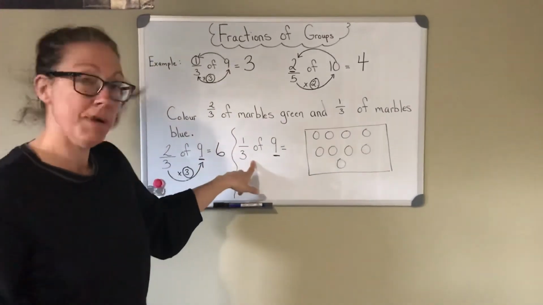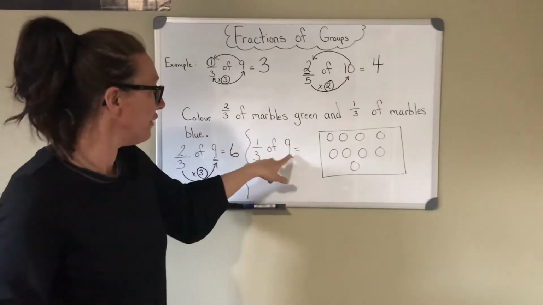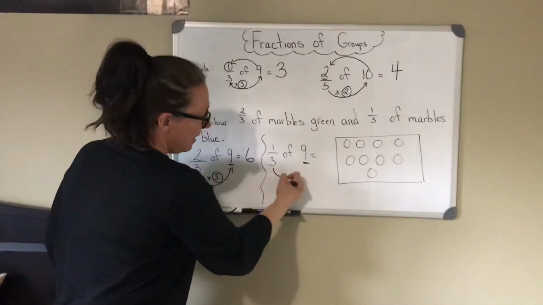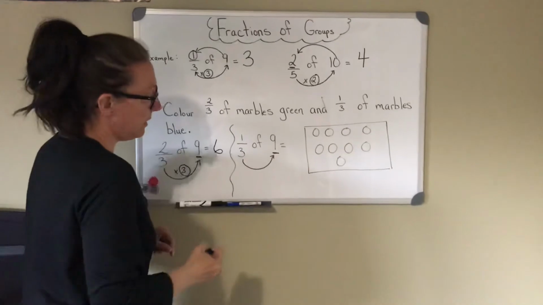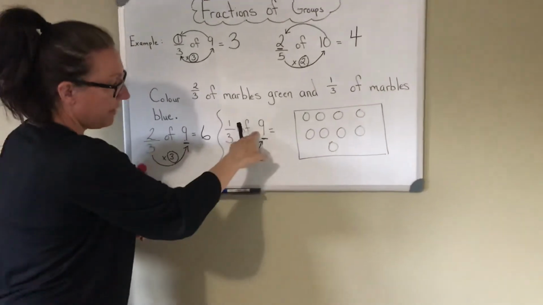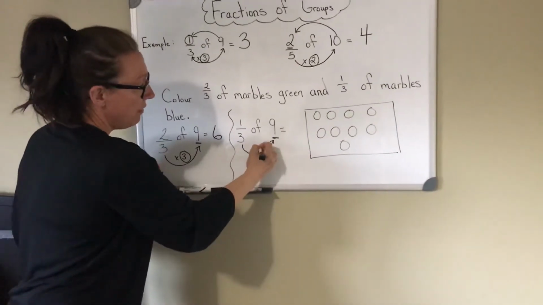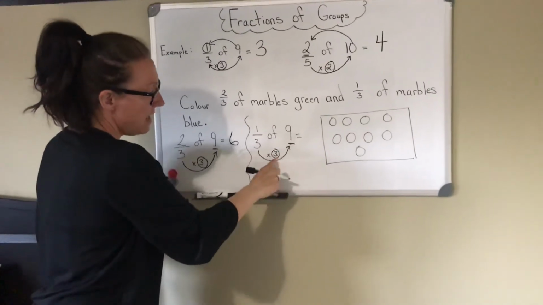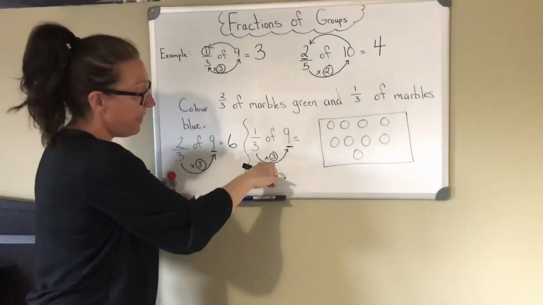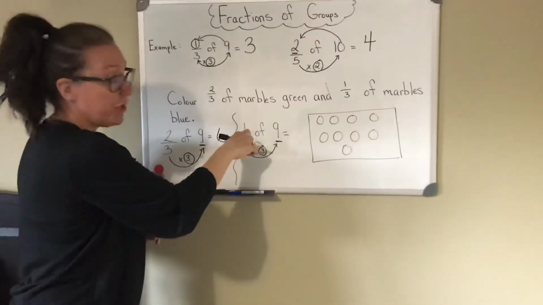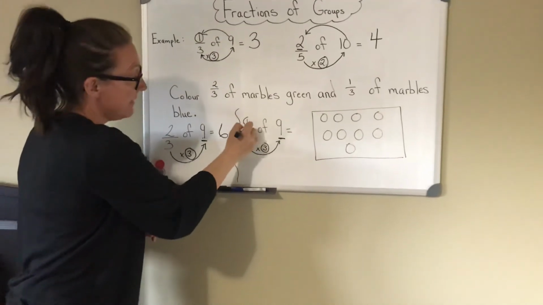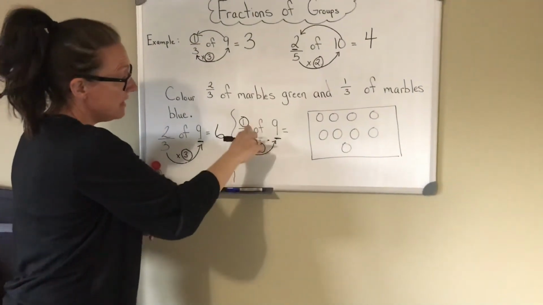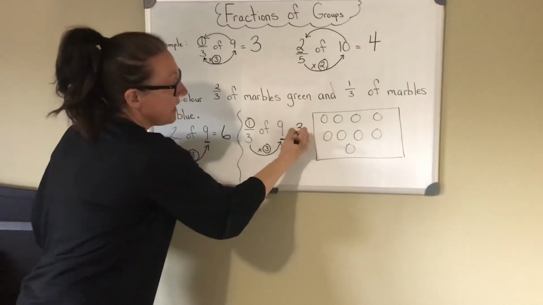Then I go on to my next one. 1/3 of 9, same thing. I look at the 2 numbers. What do I have to multiply 3 by to get to 9? 3. Then I take the number that I've come up with and I multiply it by the numerator on top. So this number. So 3 times 1 is 3.